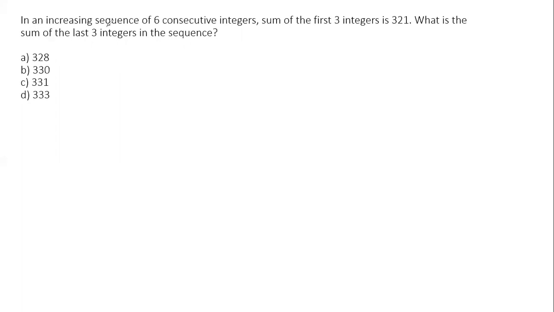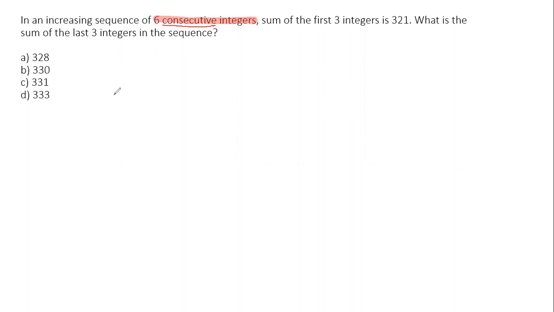Now they say in an increasing sequence of 6 consecutive integers. So we have 6 consecutive integers. I believe you understand the meaning of consecutive integer. Consecutive integer means the very next. Like if I say 2, so the consecutive integer is 3, the very next. So there are 6 consecutive integers.